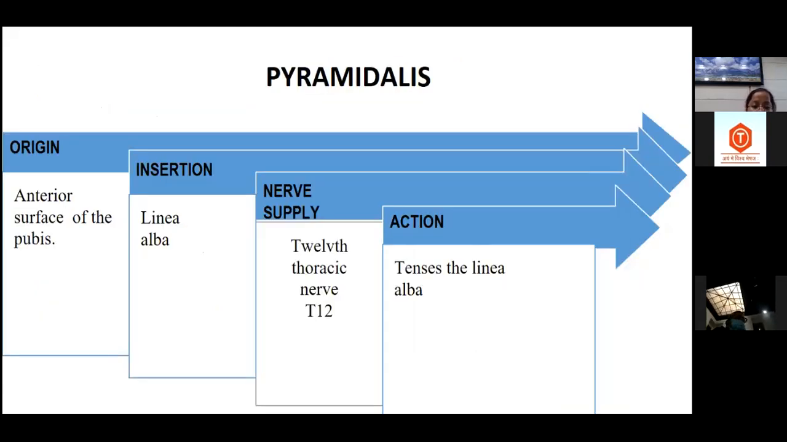Another muscle, pyramidalis, originates from the anterior surface of the pubis and is inserted on the linea alba and is supplied by the 12th thoracic nerve. It tenses the linea alba.